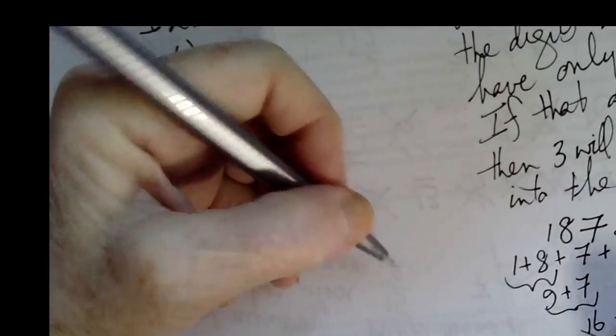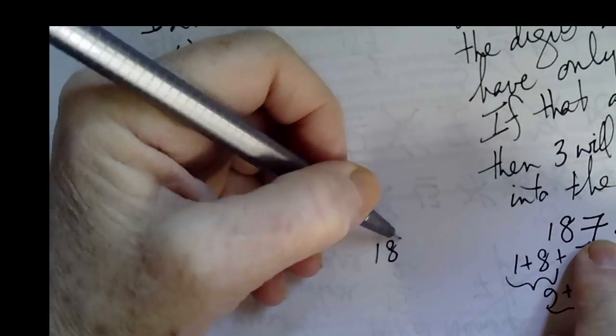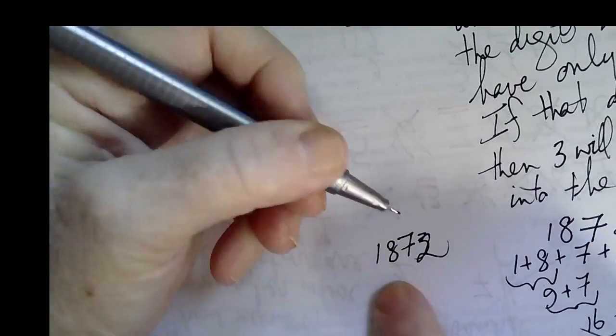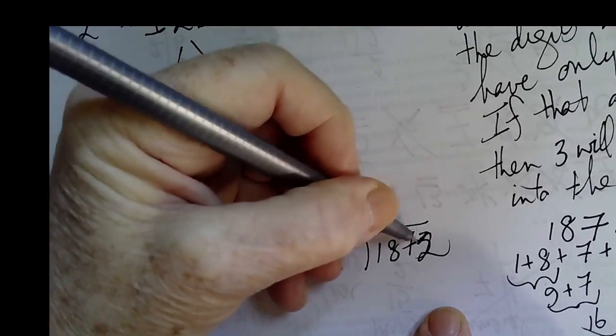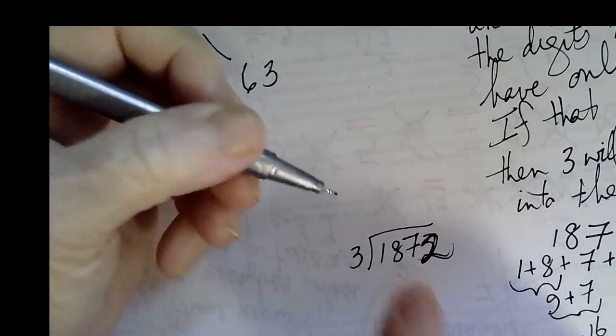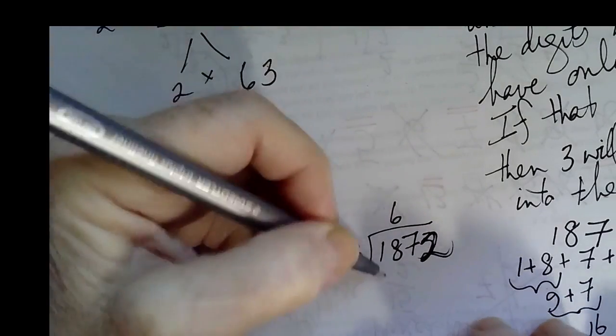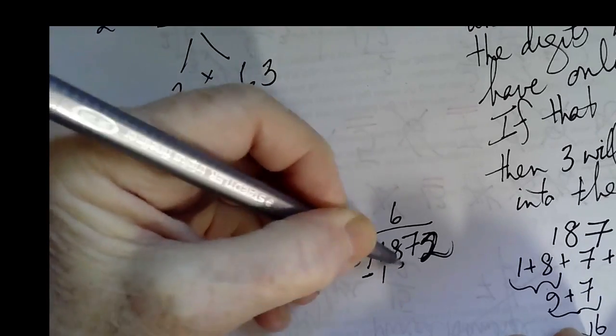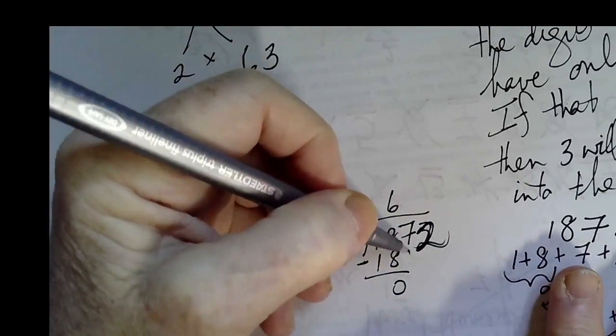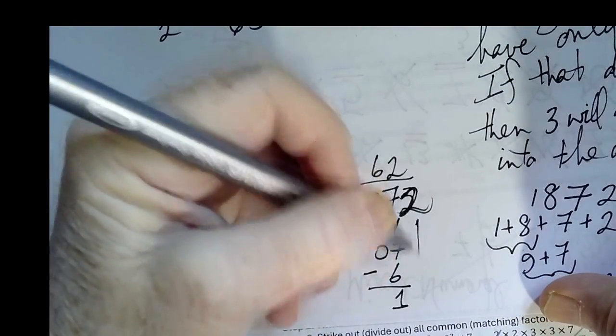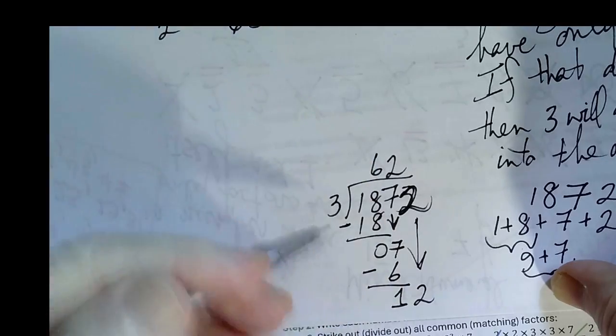And let's check. Does 3 really go into 1872? Well, 3 goes into 18 6 times. That's nice. 3 times 6 is 18, so we have nothing remaining. Bring down the 7. 3 goes into 7 twice. 2 times 3 is 6, so we subtract 6. 7 minus 6 is 1. We bring down the 2. 3 goes into 12 4 times, no remainder. So it works.